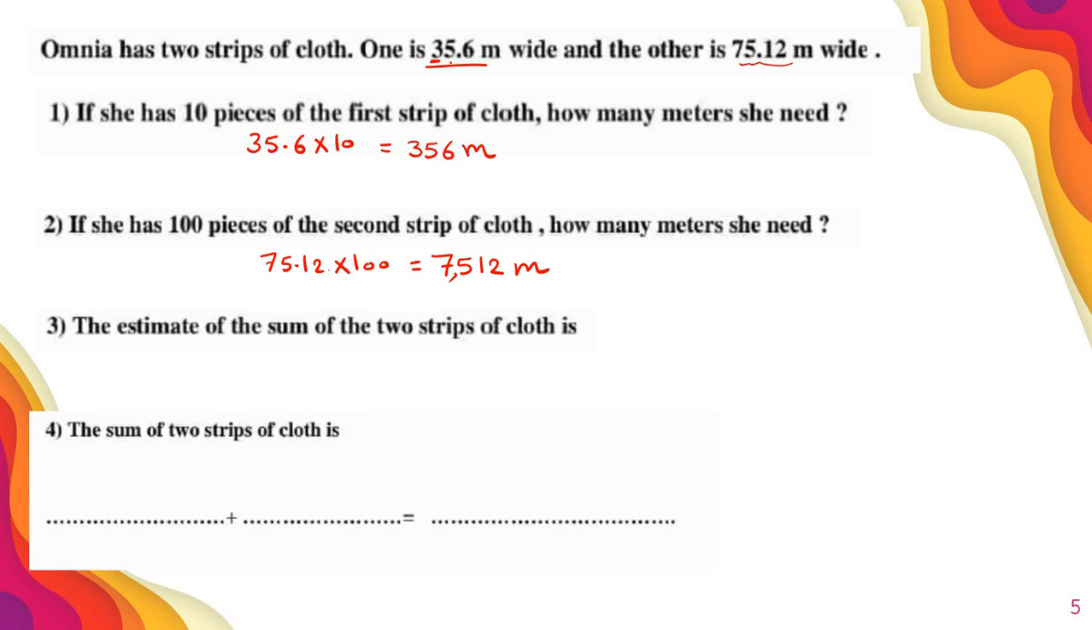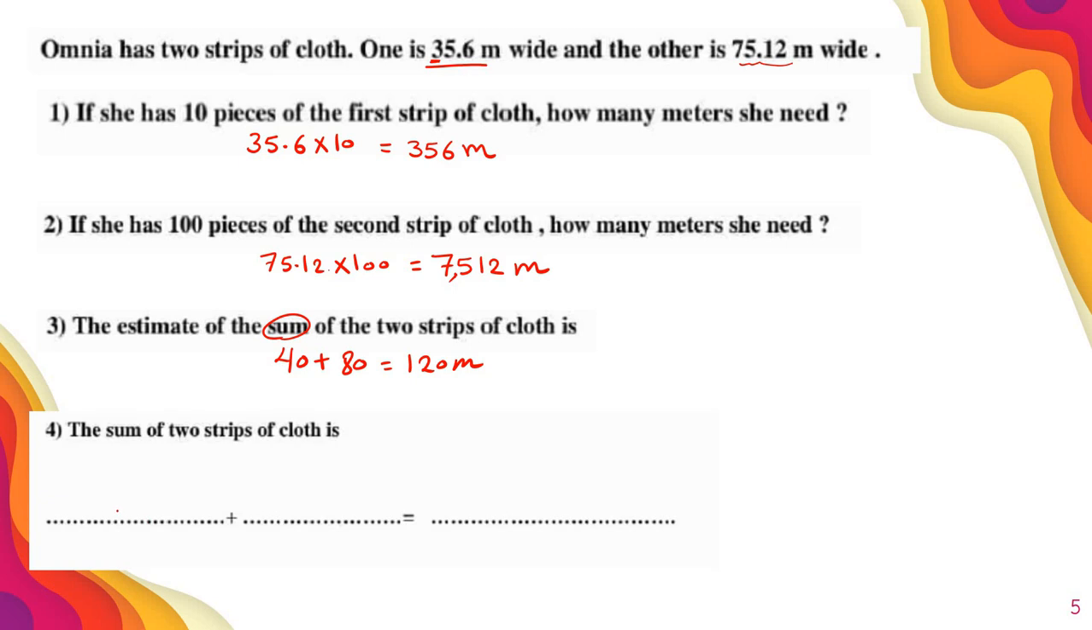Okay, so 35 is close to what? I will ignore the decimal part totally. 35 is close to 40. Okay, I want to find the sum, which means plus. The second one here, 75, is close to 80. So 40 plus 80 equals 120 meters. Let's find out if I add the sum of two strips of cloth. I want to now find the real answer.